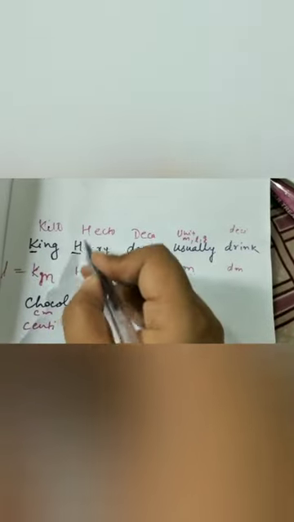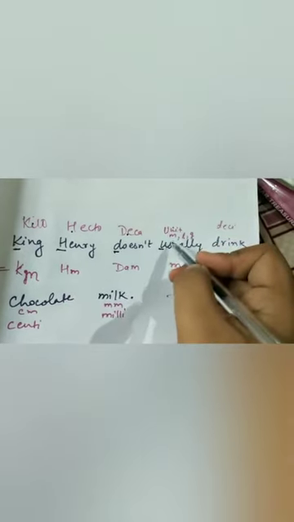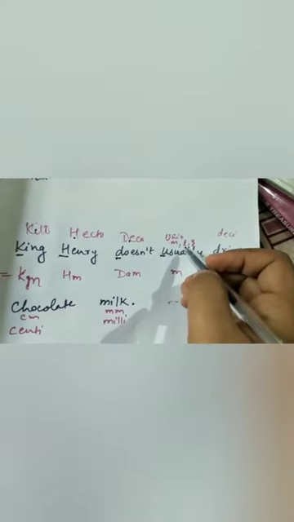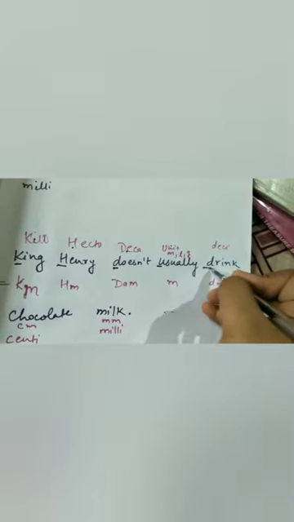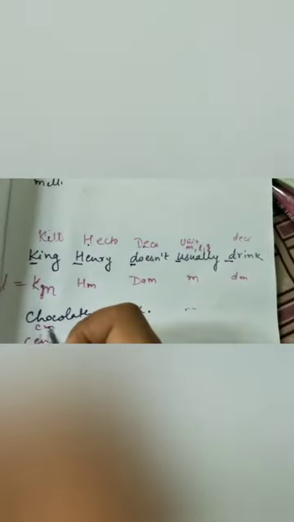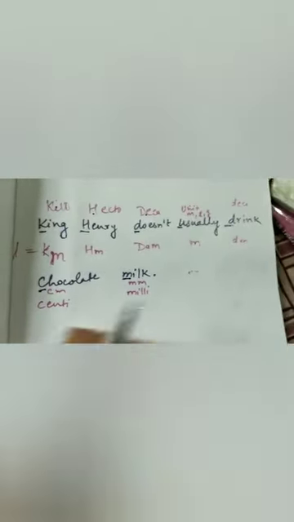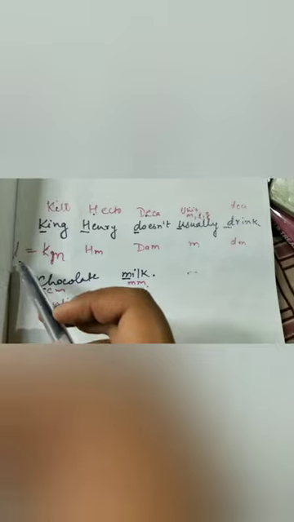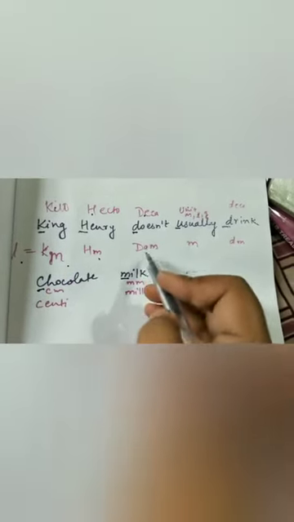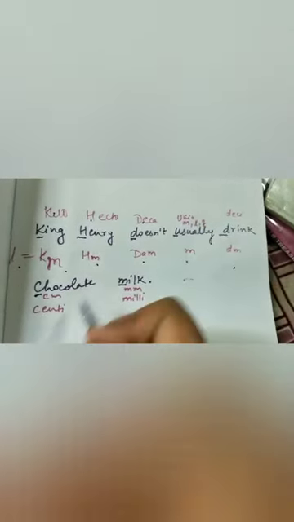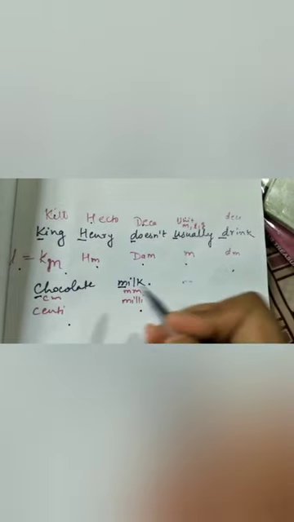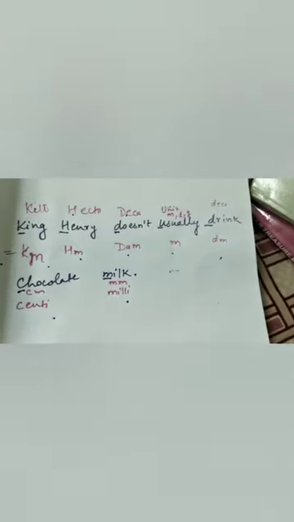K stands for kilo, H stands for hecto, D stands for deca, U stands for unit, that is meter, liter, gram, small d stands for deci, C stands for centi, and M for milli. So the metric system we have discussed according to length: kilo, hecto, deca, meter, deci, centi, milli, meter. This was the metric system we have discussed.